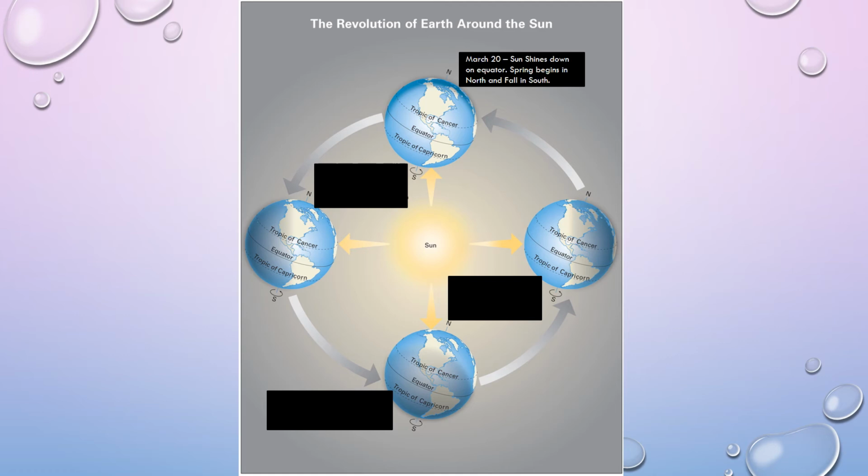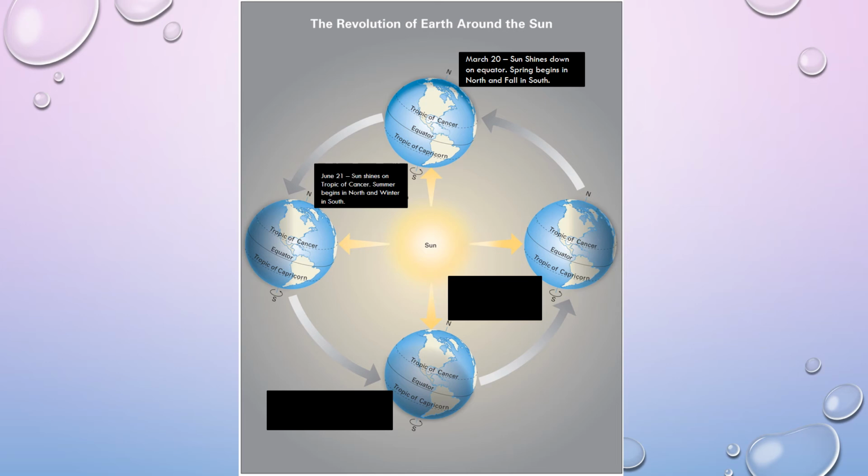So we look at the top Earth, and this is about at March 20th. So March 20th of the year, the sun is shining down on the equator. On March 20th, spring begins in the northern hemisphere and fall begins in the southern hemisphere. So we can see that when it's one season in the north, it's the opposite season in the south, and vice versa.